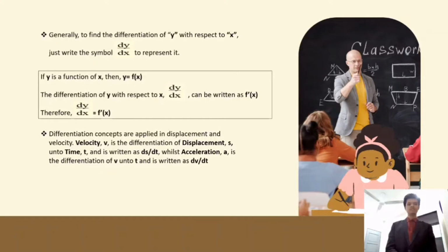Differentiation concepts are applied in displacement and velocity. Velocity, v, is the differentiation of displacement s with respect to time t and is written as ds over dt, whilst acceleration, a, is the differentiation of velocity with respect to time and is written as dv over dt.